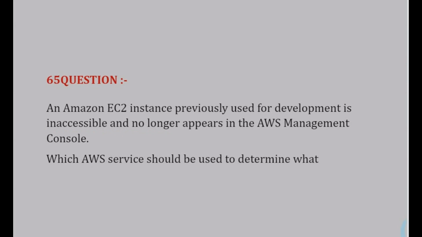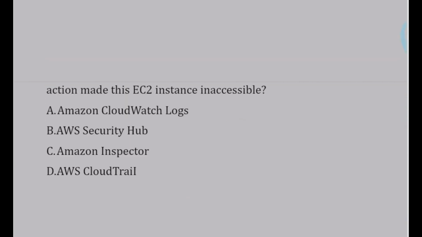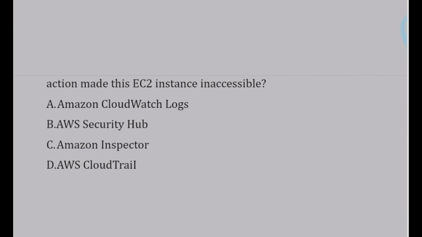Question is an Amazon EC2 instance previously used for development is inaccessible and no longer appears in the AWS Management Console. Which AWS service should be used to determine what action made this EC2 instance inaccessible? Option A Amazon CloudWatch Logs. Option B AWS Security Hub. Option C Amazon Inspector. Option D AWS CloudTrail. Correct answer is option D.